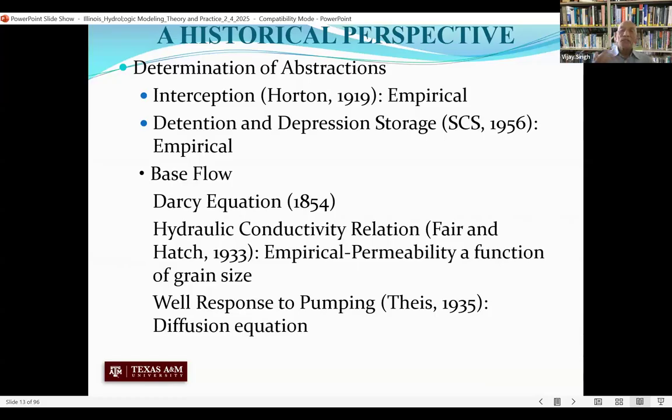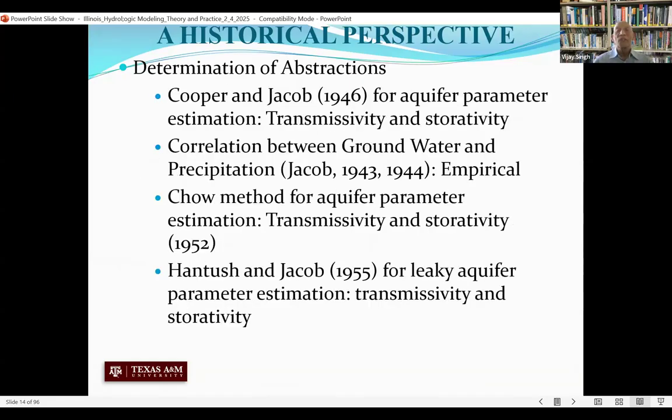And then, of course, the real breakthrough came in 1935. Charles Theis derived the well response to pumping, which is essentially nothing but the diffusion equation. And also Cooper and Jacob derived a method for aquifer parameter estimation, which are essentially transmissivity and storativity. It is popularly called the Cooper-Jacob method. Sometimes people call it the Jacob method. But they also established a correlation between groundwater and precipitation, which formed the basis of groundwater recharge. It was an empirical study, but a very good study.